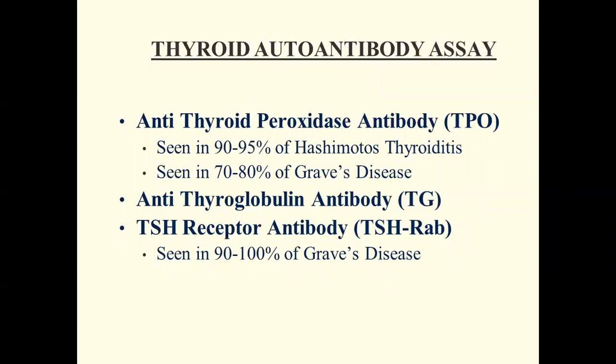We have the thyroid autoantibody assay. See, the anti-thyroid peroxidase antibody is elevated in 90 to 95% of cases of Hashimoto's thyroiditis and 70 to 80% of Graves' disease. TSH receptor antibodies are seen in almost 100% of Graves' disease. Anti-thyroglobulin antibody is seen in both Hashimoto's thyroiditis as well as, to a smaller degree, in Graves' disease.